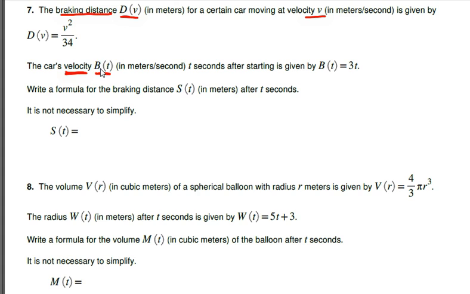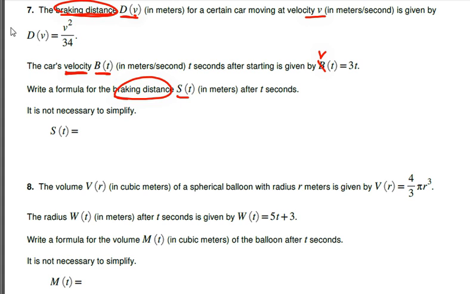But it says the car's velocity b of t in meters per second, t seconds after starting, is given by b of t is 3t. So whatever, let's just call it v. The velocity as it depends on time. There you go. Okay, it's 3t. Write a formula for the braking distance. Yeah, see, similar. S of t.